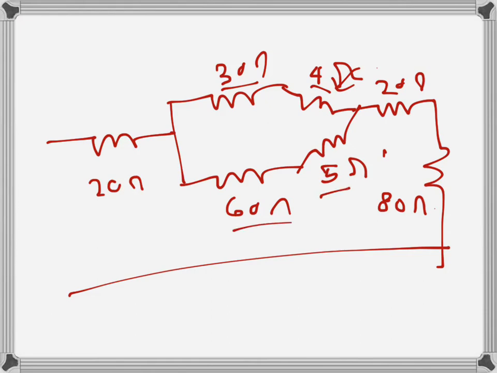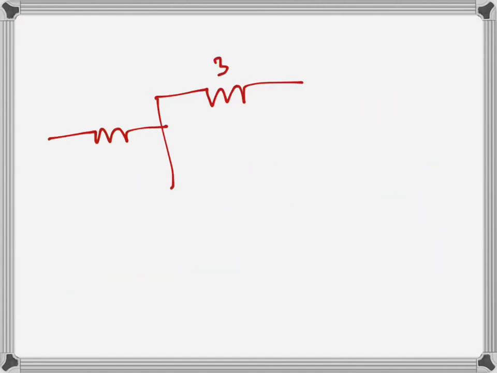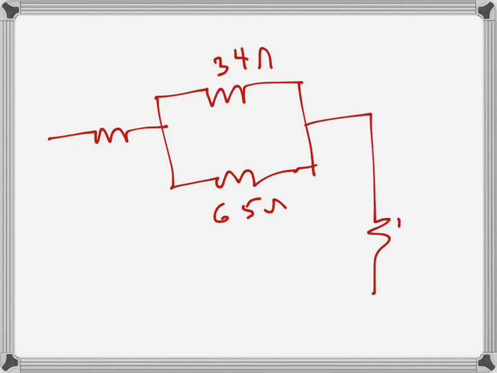Now these 30 ohms and these 4 ohms are coming in series, the 60 ohms and 5 ohms are coming in series, and then 20 ohms and 80 ohms are coming in series. So basically we have 20 ohms here, 34 ohms there, and then here we have 65 ohms, and then we have 100 ohms there.